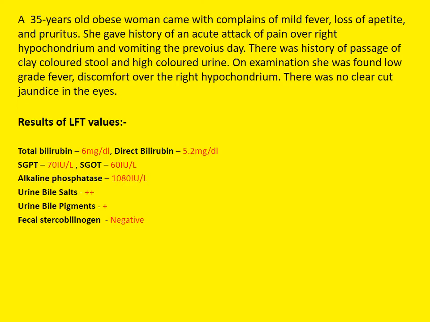And the results of the liver function test values are the following: total bilirubin 6 mg per dl, direct bilirubin 5.2 mg per dl, SGPT 70 unit per liter, SGOT 60 unit per liter, alkaline phosphatase 1080 unit per liter, urine bile salts plus, urine bile pigments plus, fecal stercobilinogen negative. Next slide.